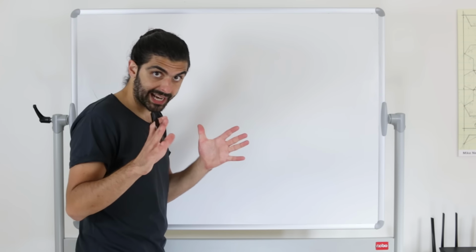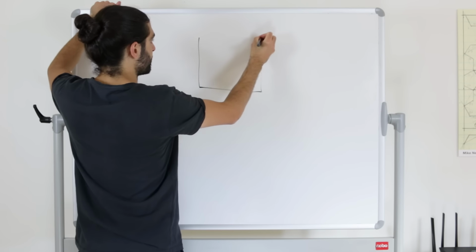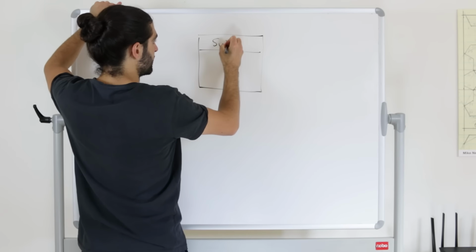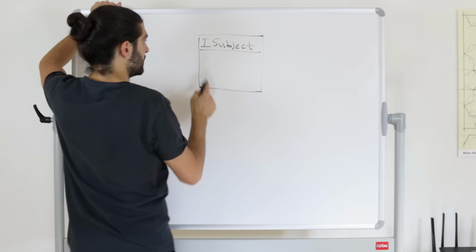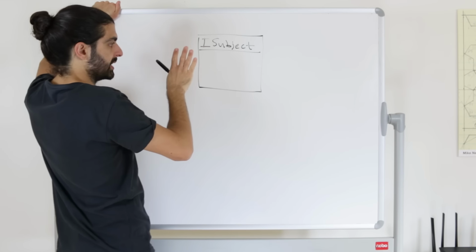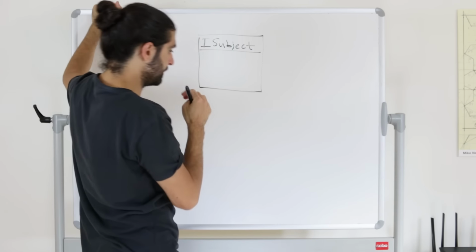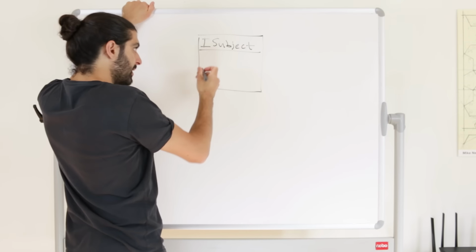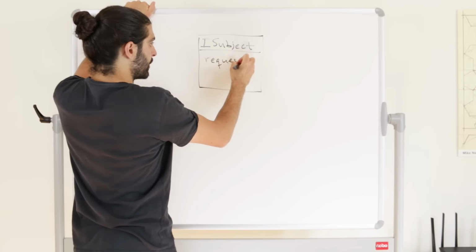All right, so what do we got? We've got an interface called subject. And I'll just put an I in front so that it's named iSubject, just to denote that it's an interface. Just convention. This subject has some kind of method, which we'll just name request.